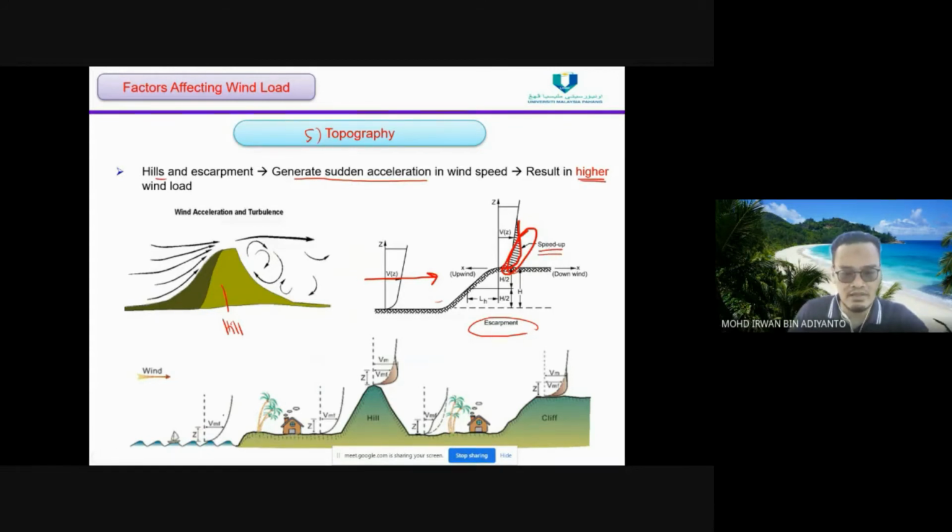As we can see here, the wind blows from the sea, and then this is sheltered by trees, so the magnitude is lower. Then due to the hill effect, the topography effect, the wind speed rises up. Here, due to the shelter, the wind speed is reduced again, and then it increases again due to the escarpment.